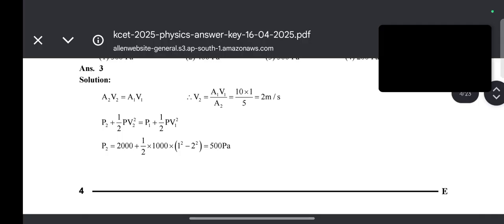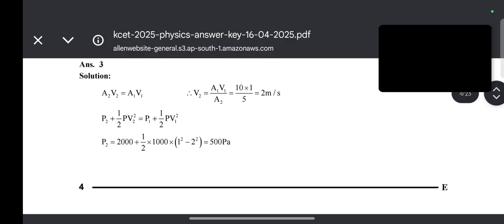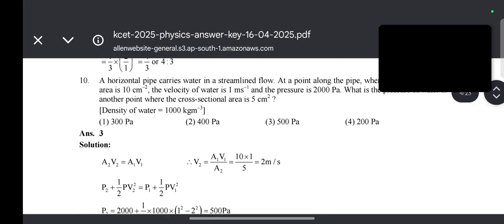So the formula is A2 V2 is equal to A1 V1, and V2 is equal to A1 V1 by A2. Therefore it is equal to 10 into 1 by 5, that is equal to 2 meter per second. Then P2 plus 1 by 2 rho V2 square is equal to P1 plus 1 by 2 rho V1 square. Therefore P2 is equal to 2000 plus 1 by 2 into 1000 into 1 square minus 2 square, that is equal to 500 Pa. So the correct option is option C.